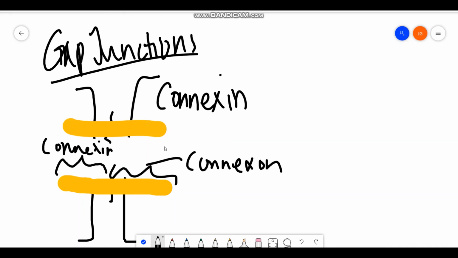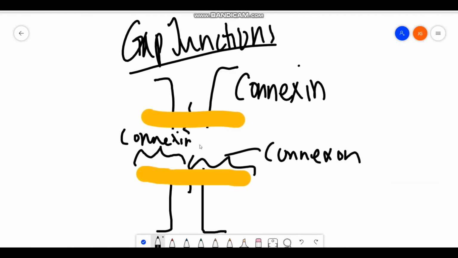And these connexins can open and close so that things just don't pass whenever they want. There's some kind of regulation to them. That's why we have proteins. Now, it's actually going to be a little more complicated. So just like a tunnel, I'm going to draw an eye just to show you where we're looking at it. Let's look at it top down.